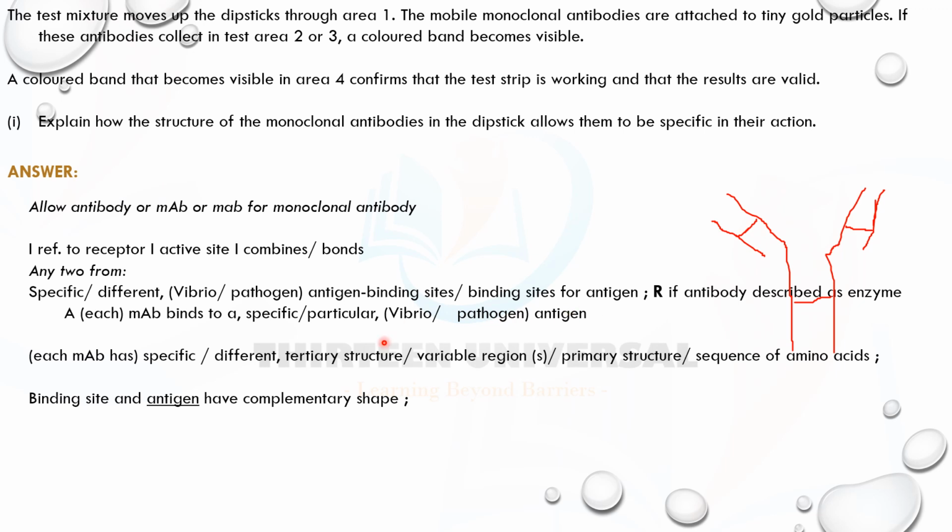Each monoclonal has a specific or different tertiary structure or variable region, that is this one, due to the primary structure, the sequence of amino acids. The binding site and antigen have complementary shapes. So you call it the antigen binding site. That is why they can bind to a specific antigen, guys.